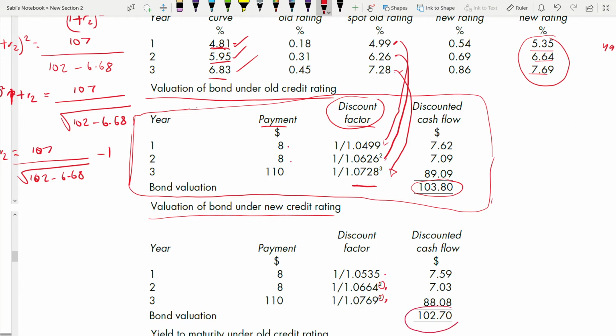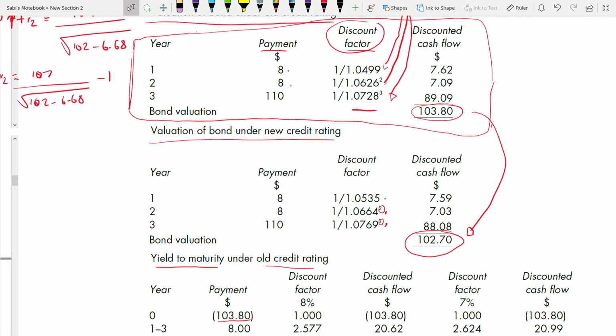Just see what happened to the bond. What happened to the bond valuation? It went down because the credit rating declined. It downgraded from AA to BBB. This is what happens when your credit rating goes down. Your bond valuation will reduce. Now coming to yield to maturity. So the bond valuation part is over.